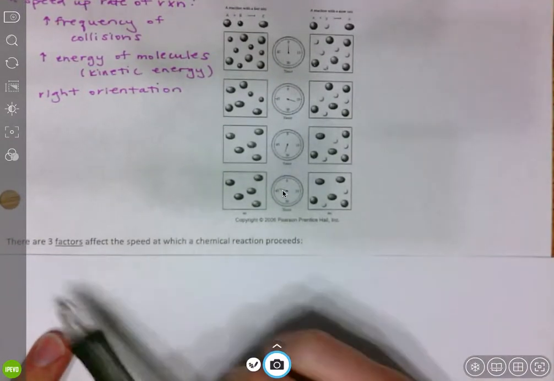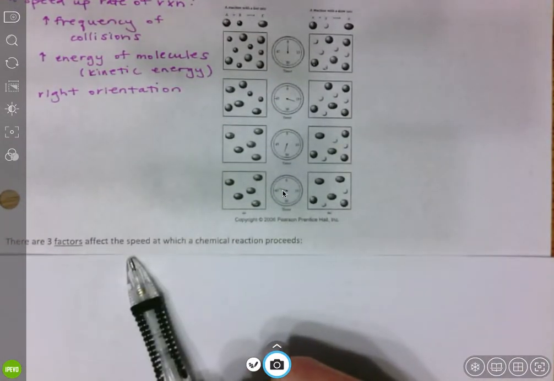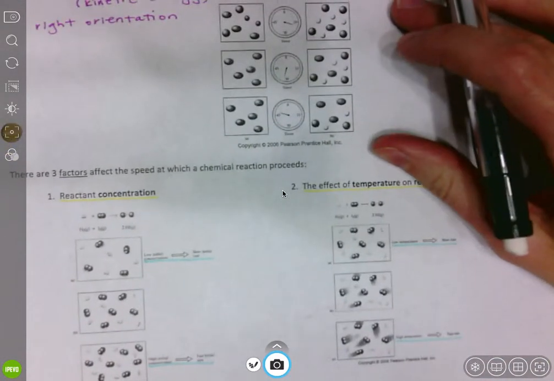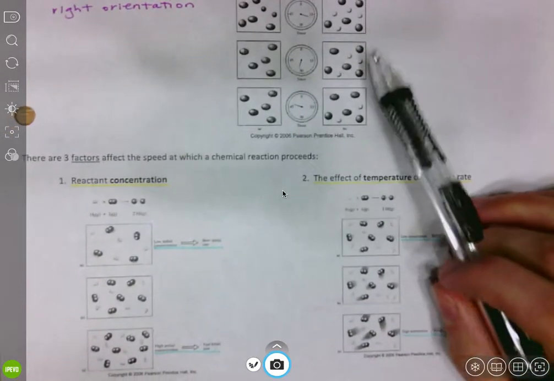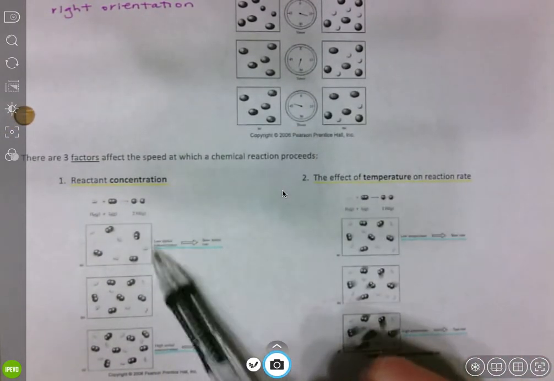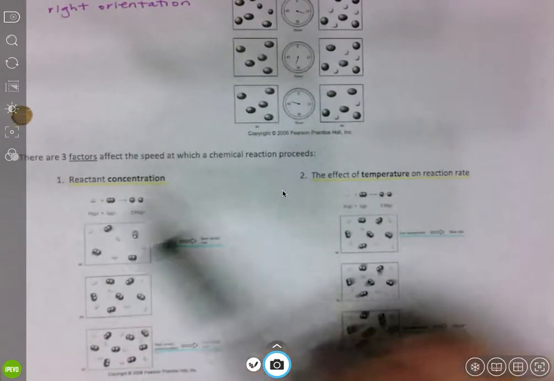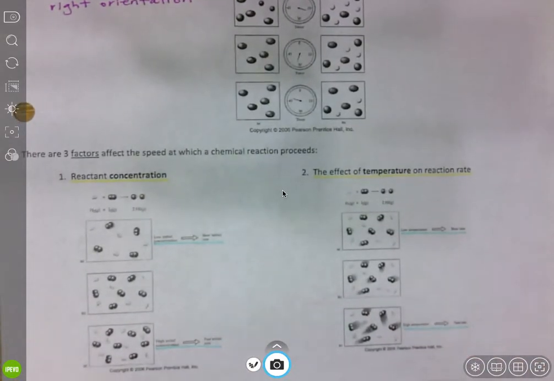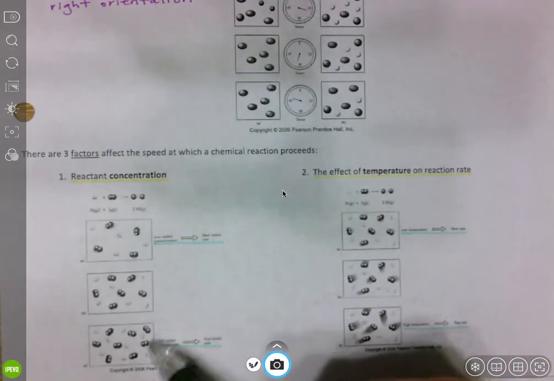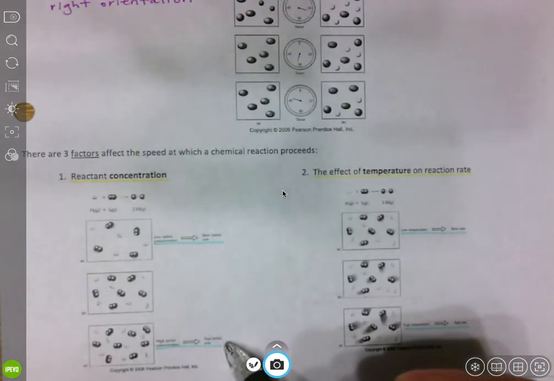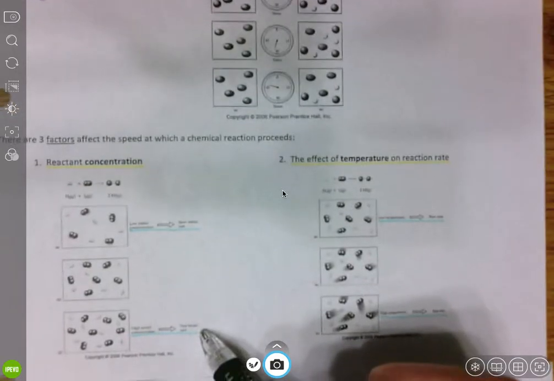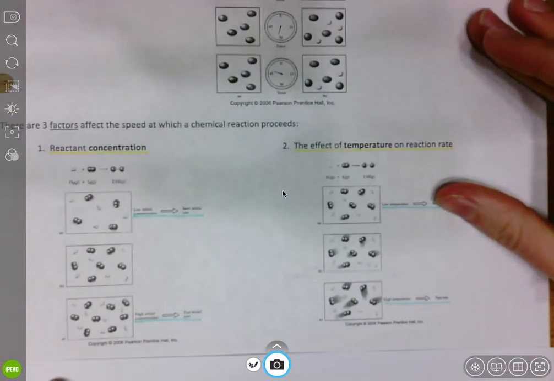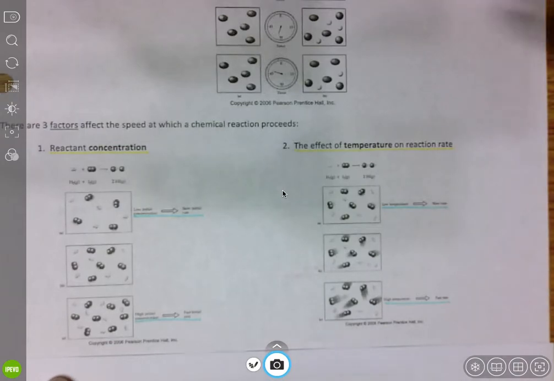All right. So there are three factors that affect the speed at which a chemical reaction proceeds. So we're going to be looking at the reaction concentration. So if we have a low initial concentration of our reactants, we're going to have a slow rate, a slow initial rate. But if we have a high concentration of our reactants, we're going to have a fast rate. We have a lot more molecules that can perform in the reaction to make us products.